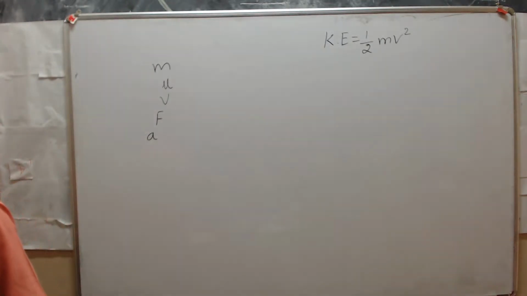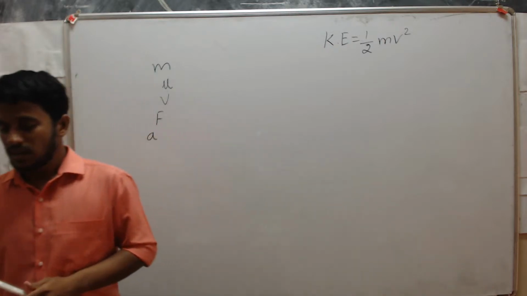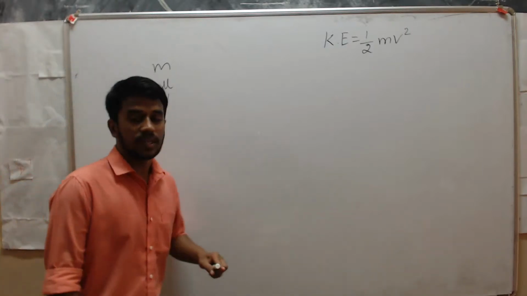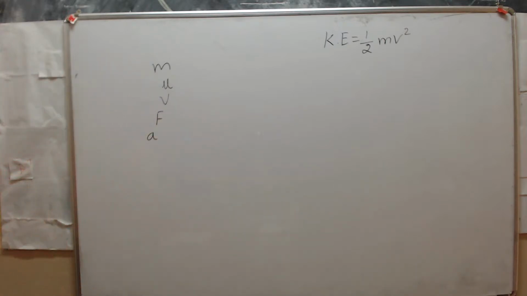So now, here we need kinetic energy is equal to half mv square. But how to start? How to bring half mv square? For that, see here, we have to consider equations of motion. Here we have to use the third equation of motion.